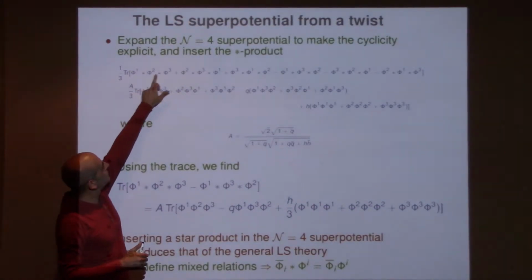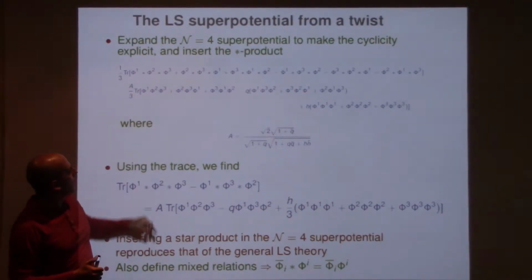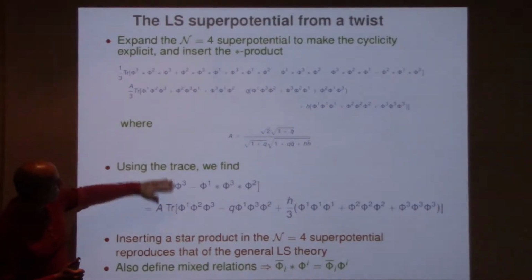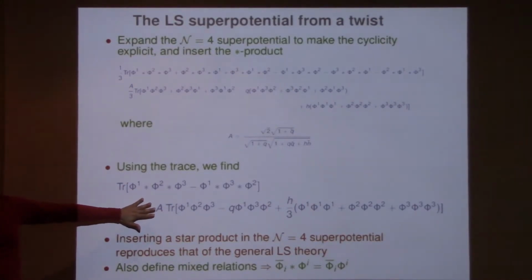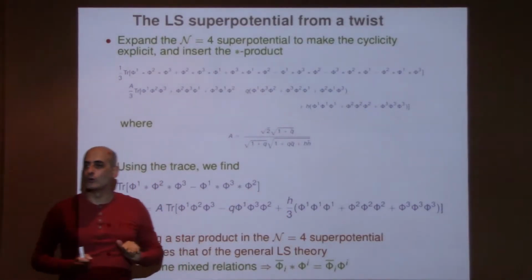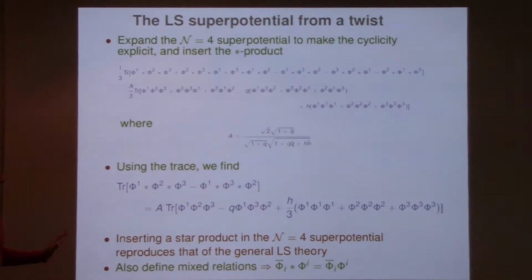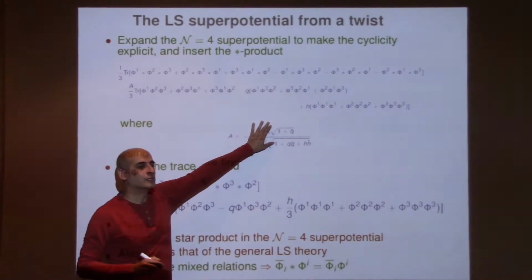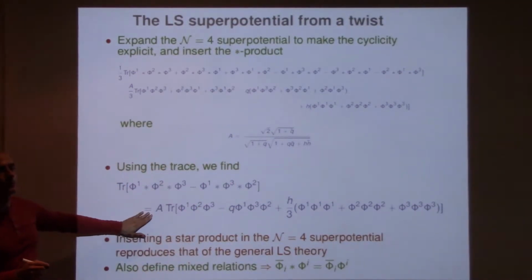Now, put a star product. What you get out, if you now do the trace back, is the main formula of this work. You can take the small potential of n equals 4, put a star product, and you get the small potential of the Leigh-Strassler theory, on the node, up to something which is probably related to kappa, that was there earlier.